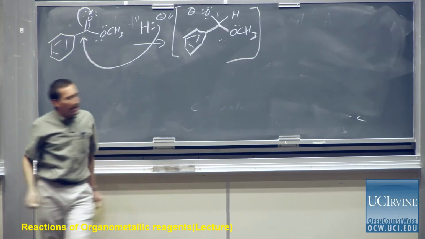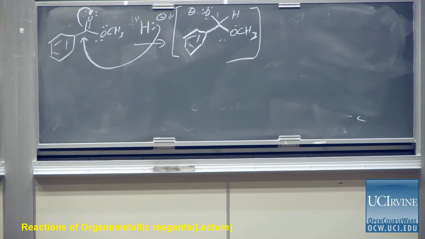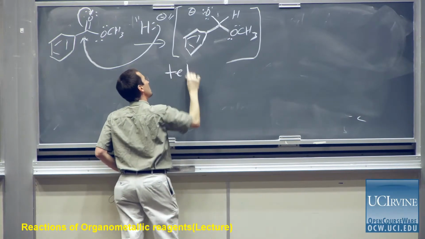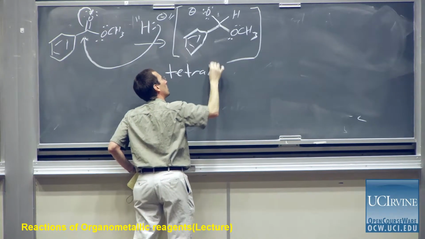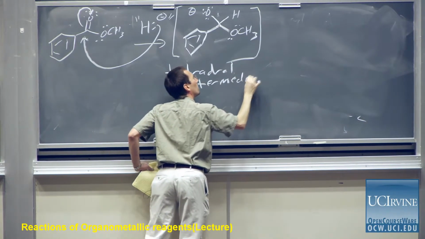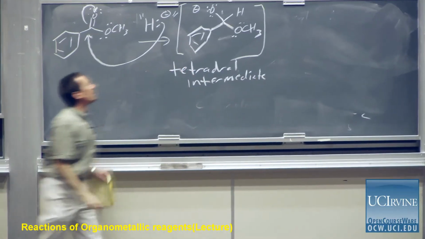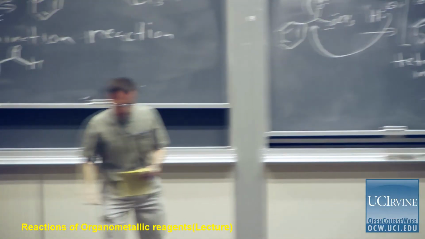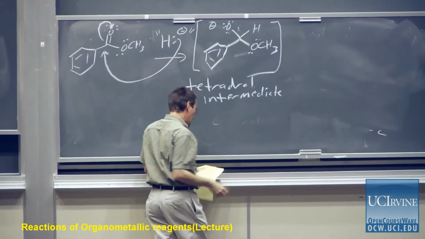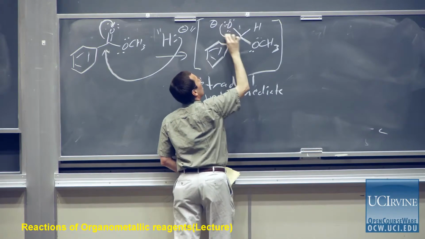in a bracket. We have a special name for this intermediate because we've gone from a trigonal carbon, a carbon with 3 things around it, to a tetrahedral carbon, a carbon with 4 things around it. I'm going to call it a tetrahedral intermediate. And as I said, the tetrahedral intermediate isn't stable. The tetrahedral intermediate can break down.